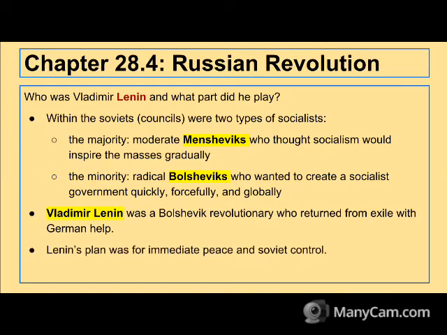Lenin's plan, should he pull off this revolution he was imagining, was for immediate peace with Germany and to put the Soviets, the workers' councils, in direct control of the Russian government.